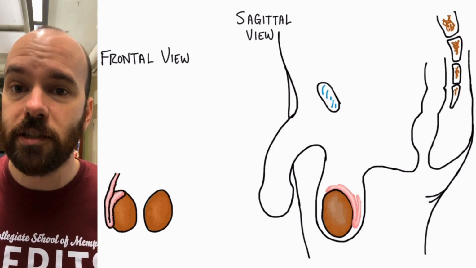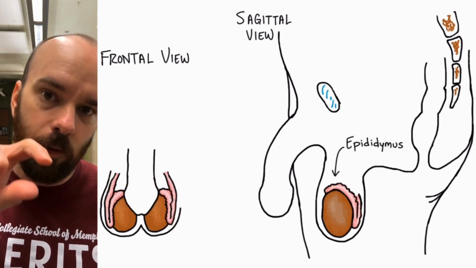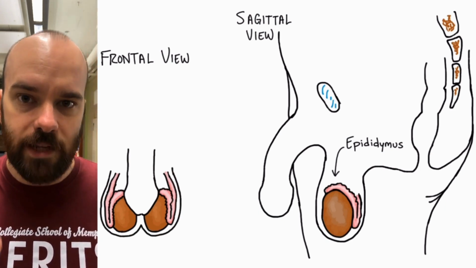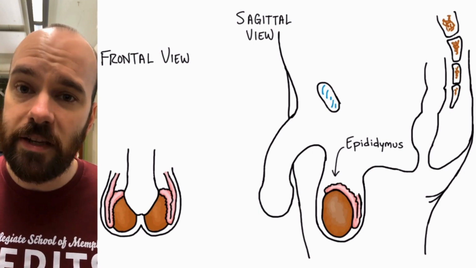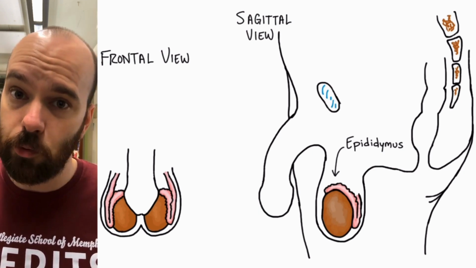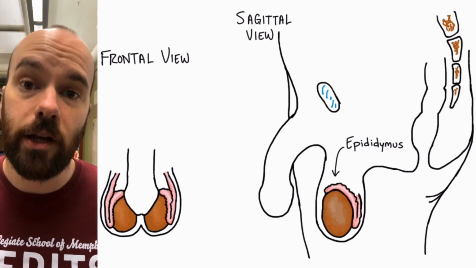They're going to travel next through a structure called the epididymis. The epididymis starts at the top or superior part of the testes, and then it's going to travel down and then back up to the vas deferens. The epididymis is basically an extension of those seminiferous tubules where the sperm cells will continue to grow and mature and develop until they're ready for ejaculation.